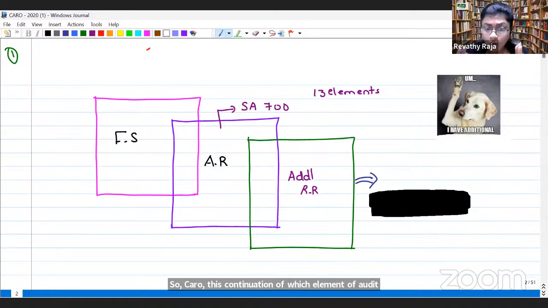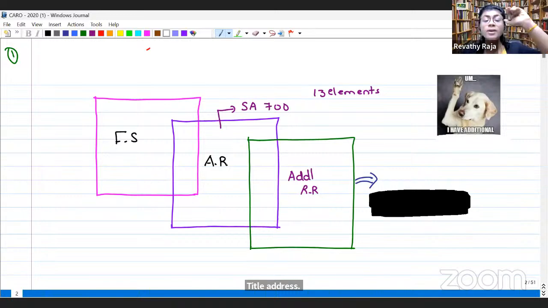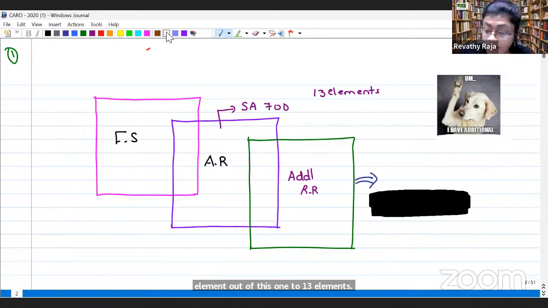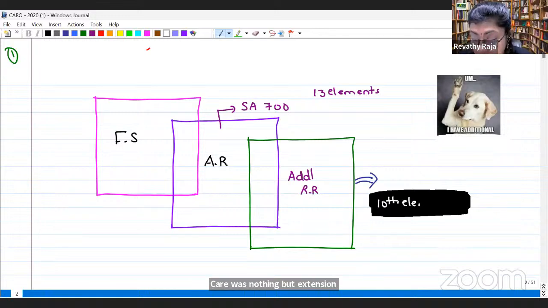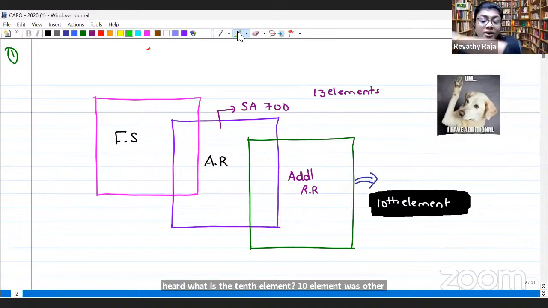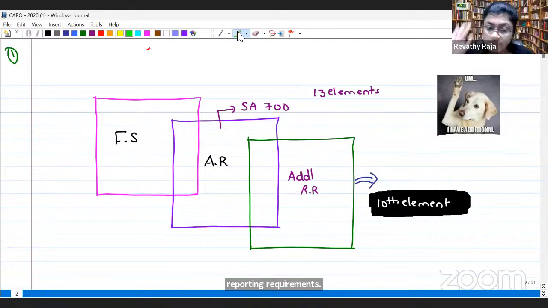I'm assuming that you guys know the audit report format. Title, addressee, opinion, basis for opinion, material uncertainty related to going concern, key audit matters, management's responsibility, auditor's responsibility, location, other reporting requirements, signature, place, date. Now reply guys, CARO is a continuation of which element out of these 13 elements? CARO is nothing but an extension of the 10th element. What is the 10th element? The 10th element was other legal and regulatory reporting requirements. Is that clear for you?